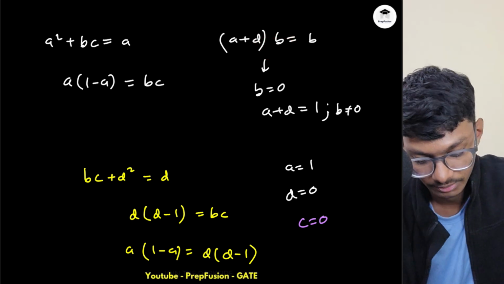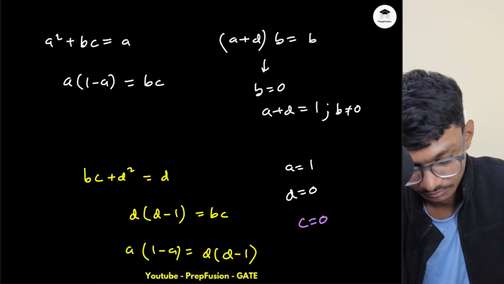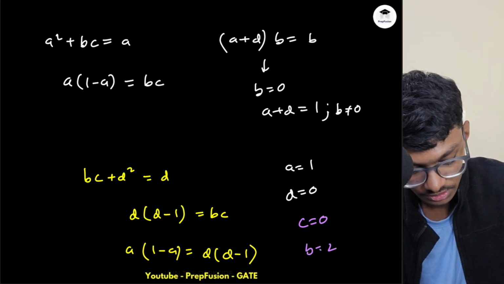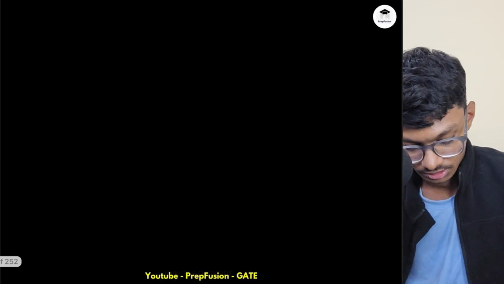B can be any value. So let me take b as 2, and let's check whether this matrix is idempotent or not.